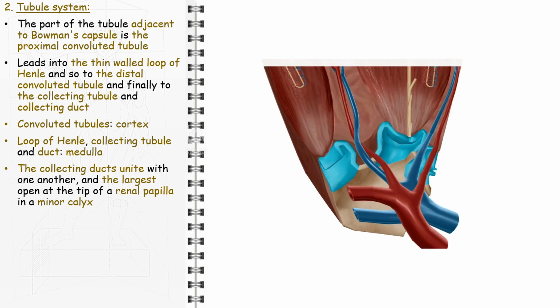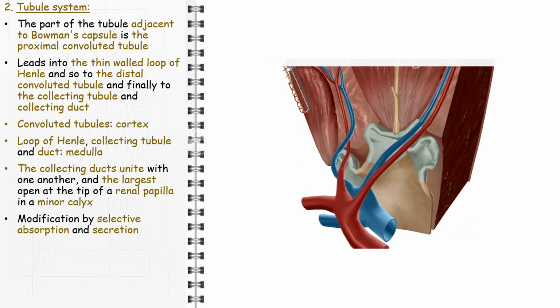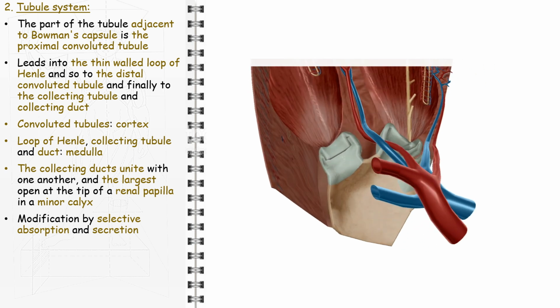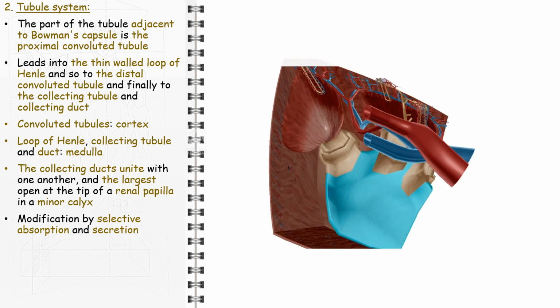The tubule system ensures the modification of the primary urine by selective absorption and secretion to form the definitive urine. The juxtaglomerular apparatus is formed by certain arteriolar cells and distal convoluted tubule cells. The arteriolar juxtaglomerular cells of the tunica media secrete renin.